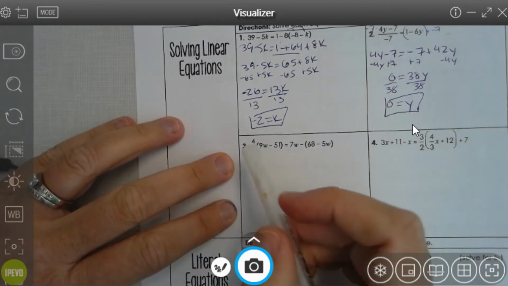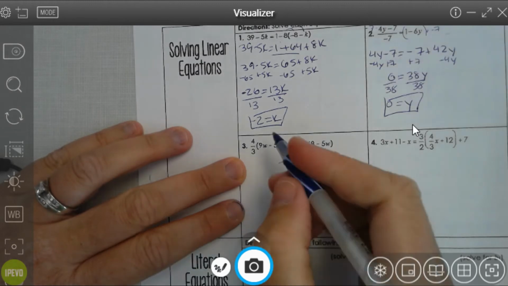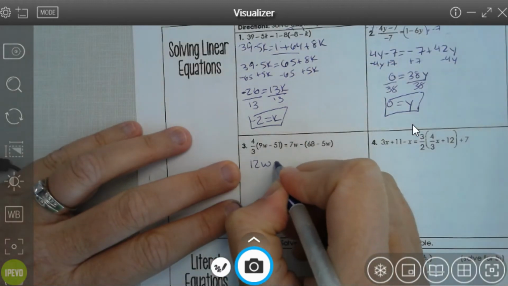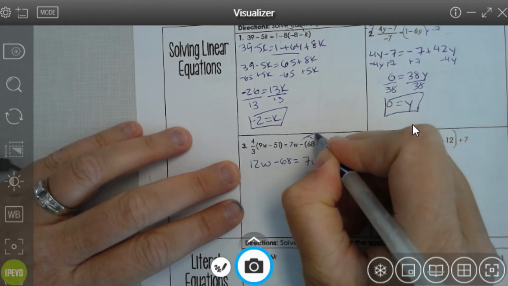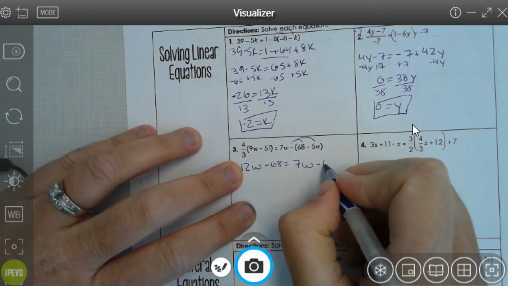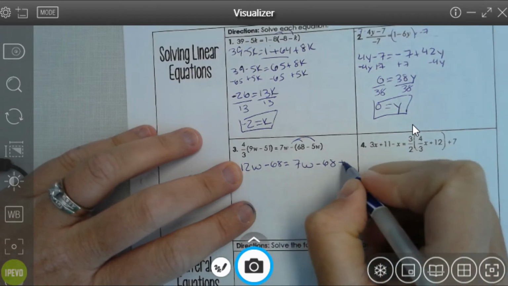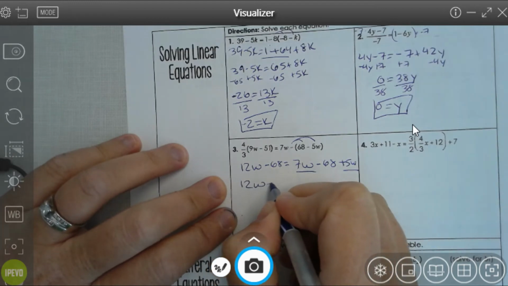All right. So on this one here, I'm going to multiply both those numbers by 4/3. So I'm going to do 9 times the 4/3 and the negative 51 times the 4/3. So this gives me 12w. I'm going to go ahead and distribute that negative 1 to both of those terms to get rid of my parentheses. Remember that negative really means negative 1. I'm going to combine my two like terms there.